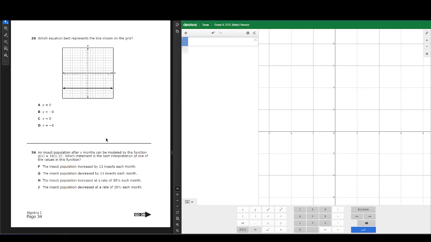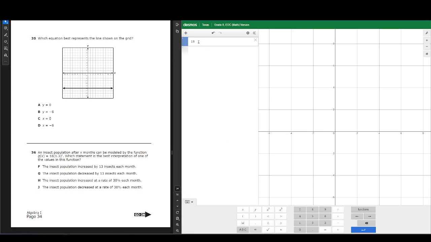Number 36, an insect population can be modeled with this function. Which statement is the best interpretation of one of the values? The insect population increased by 13 each month. That's not true because it's non-linear, it's exponential. The insect population decreased by 13 each month. The insect population increased at a rate of 30% each month, decreased at a rate of 30% each month.